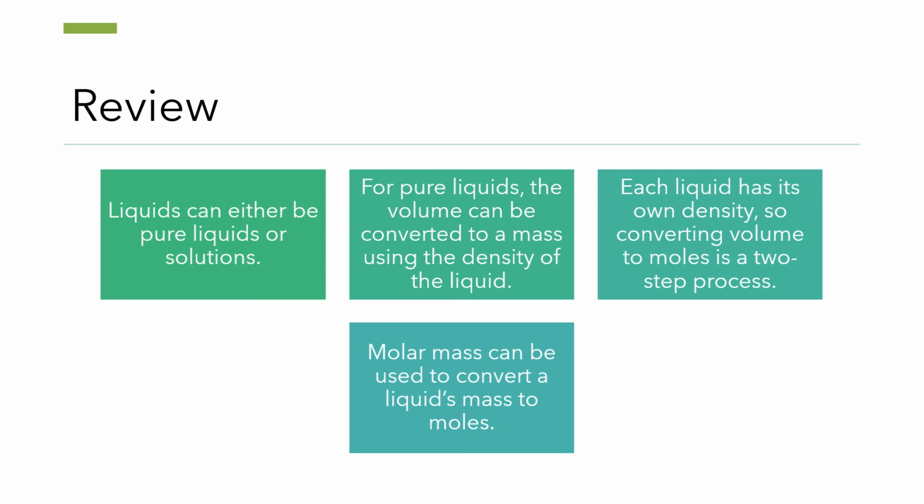Let's review. Liquids come in 2 major forms, pure liquids and solutions. While we will most often be dealing with solutions in chemistry, pure liquids can be converted using density and molar mass. We can get the mass of our liquid by using the density and volume, then we can use the molar mass to convert our mass to moles. This makes converting volume to moles a 2-step process.